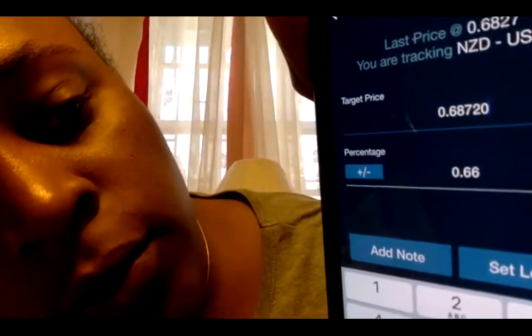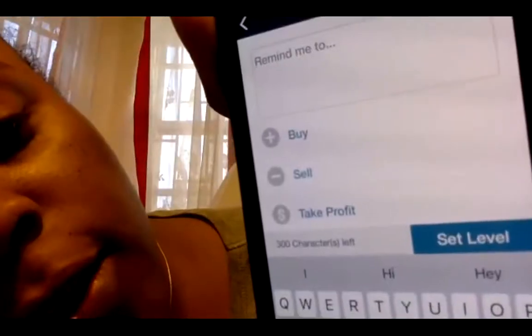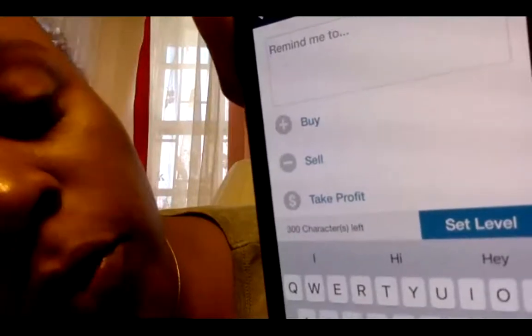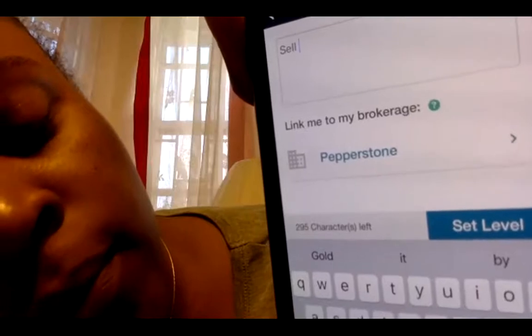Right. So on the call levels app, let me go back here. So 0.68720, right? And then you click add note. So you're going to add a note. We're looking to sell the trade, of course. So you're going to click sell, right?